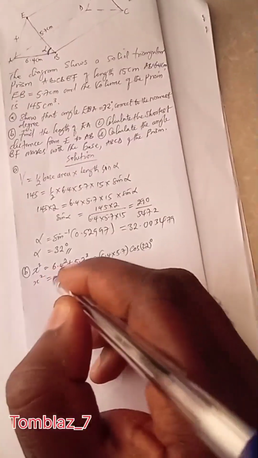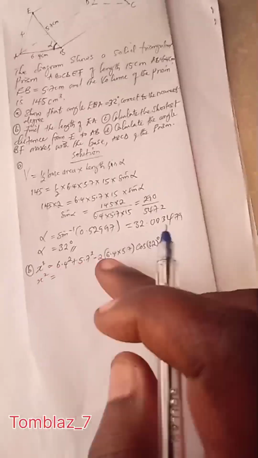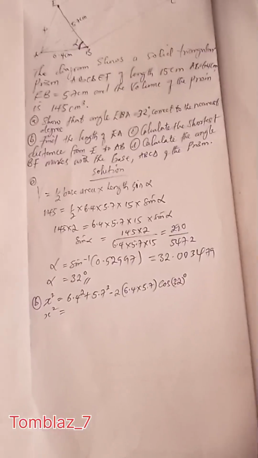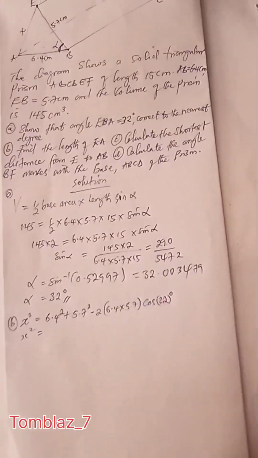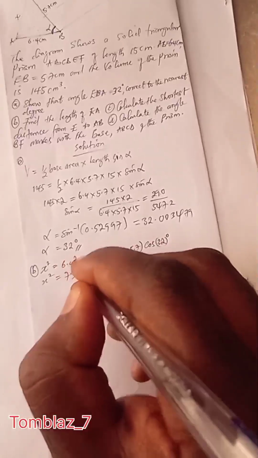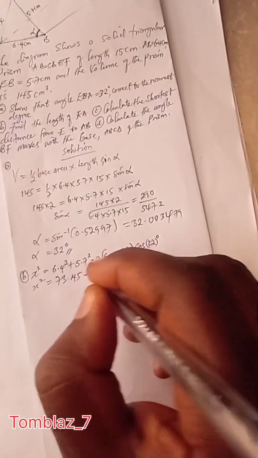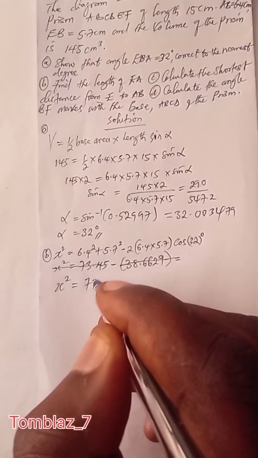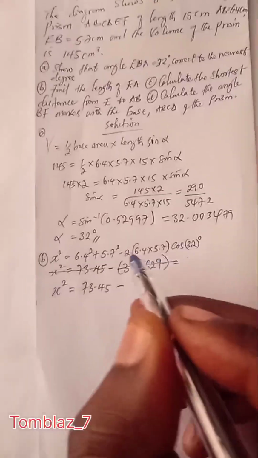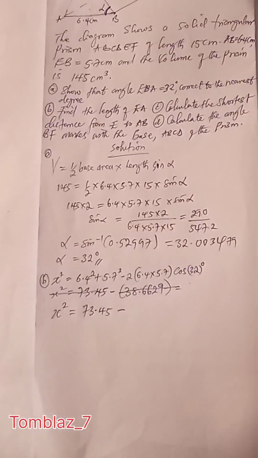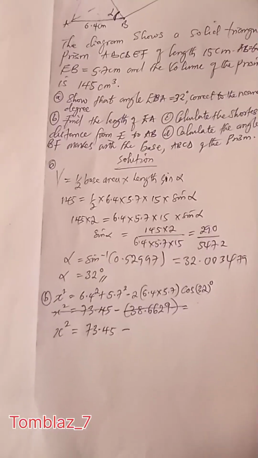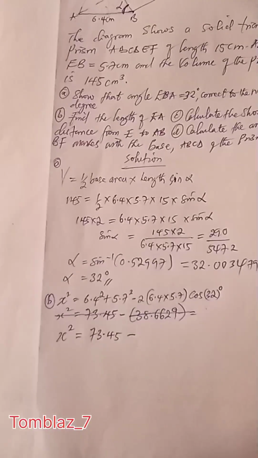So x squared is equal to, let's just do this on the calculator. 6.4 squared plus 5.7 squared, and we have 73.45, then minus, so let's multiply all these values together. Kindly permit me to take this over again. So this is going to give you 73.45 minus, let's multiply this value now. 2 times 6.4 times 5.7 times cos 32, not sine, sorry about that.